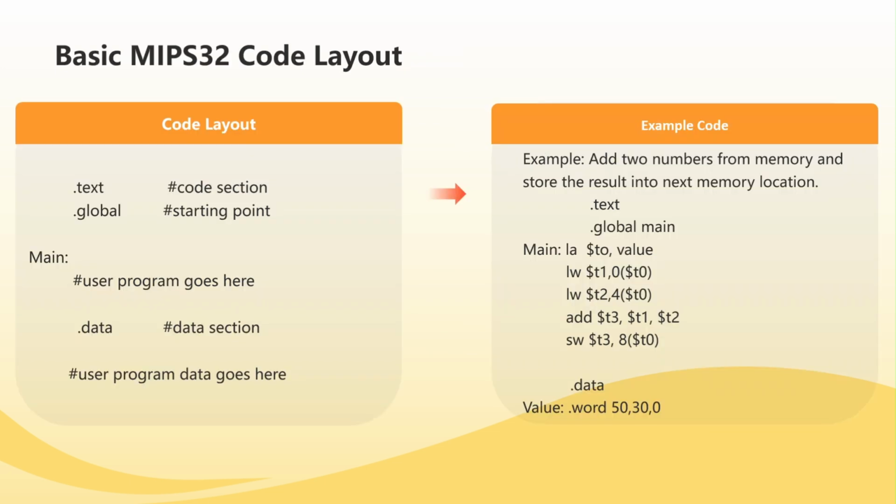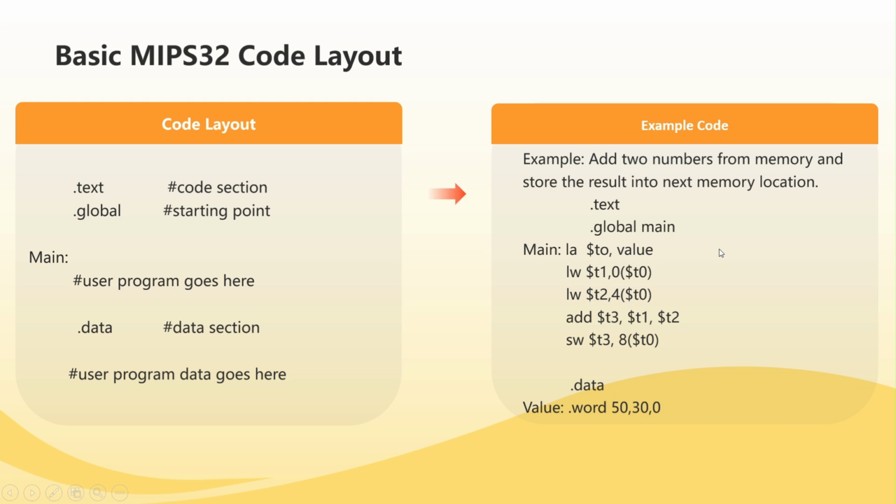So here on the left side, we have a basic code layout. As you can see, there is the .text, which is for the code section, .globl, which is for the starting point, main. In main, the user program goes here. Then .data, this is for the data section, and user program data goes here. So let us understand the basic code layout using an example. The example given here is to add two numbers from memory and store the result into the next memory location.